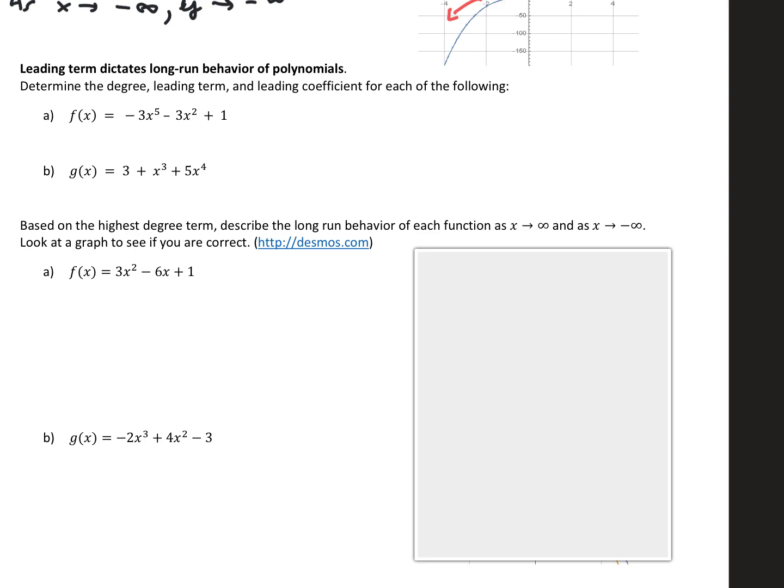Right now it helps us raise an interesting point about polynomials that is important later on, and that is when we have a complicated polynomial like the ones that you see here where there are multiple terms, these behave like their leading term. So they behave like their highest degree term.